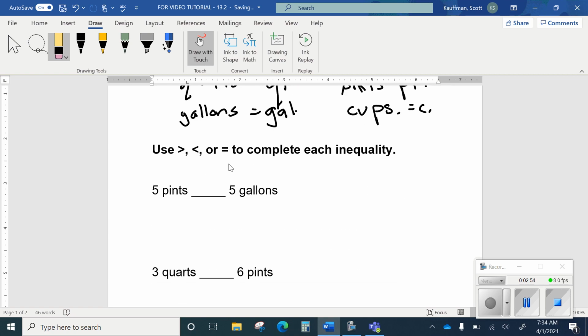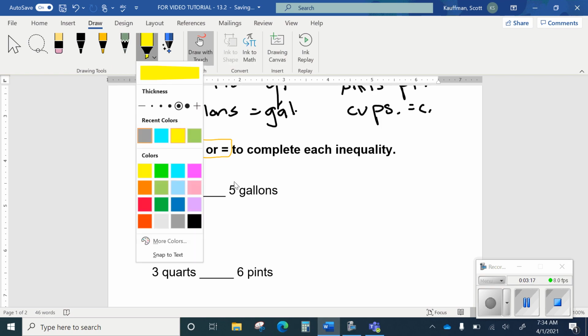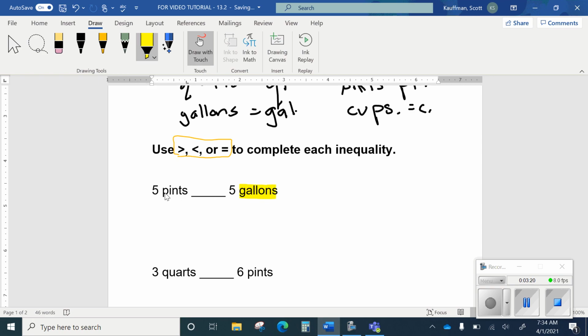All right, so in this video, I'm going to show you how to solve inequalities with capacity. So inequalities means that you're going to use greater than, less than, or equal to, and you're comparing two units of measure. So in the first one here, we're comparing gallons to pints. All right. So this one is actually very similar to one we solved in the last video.